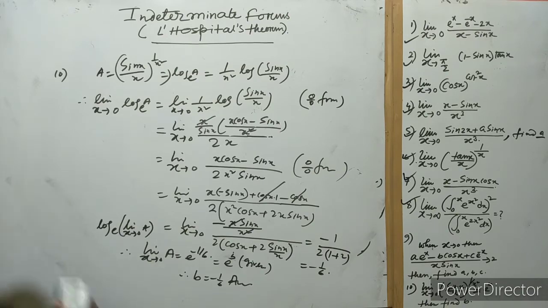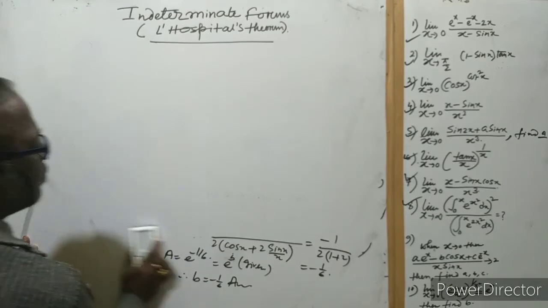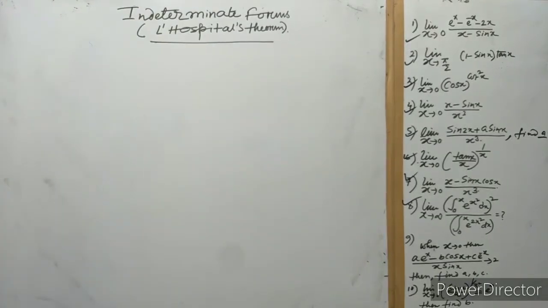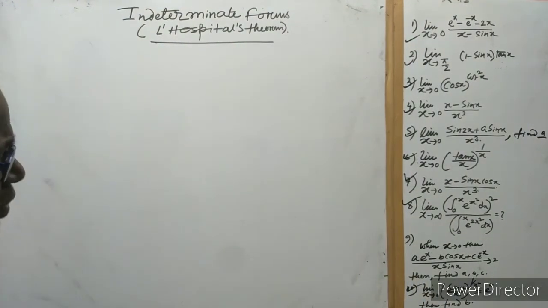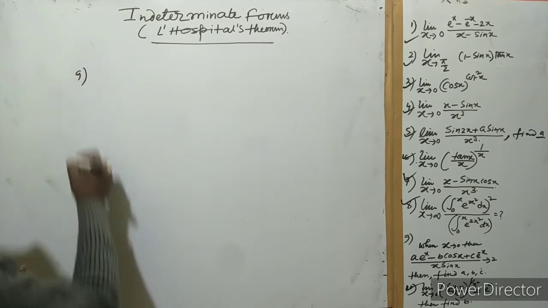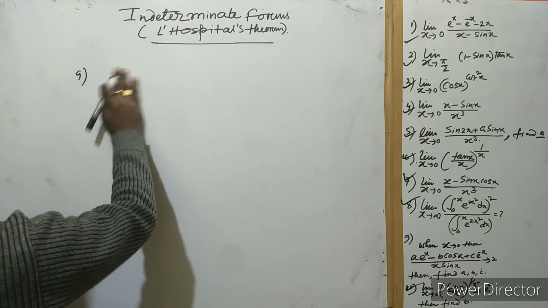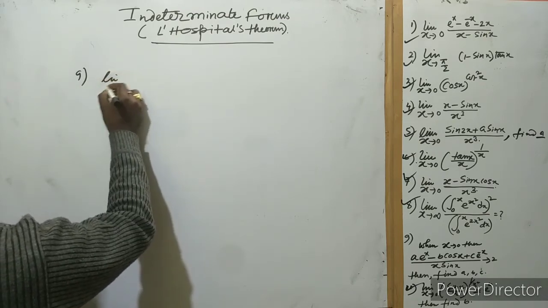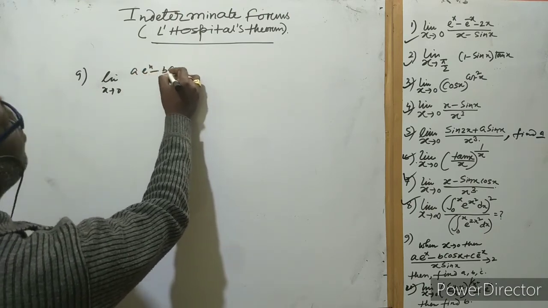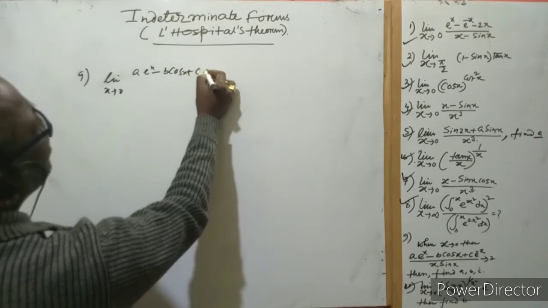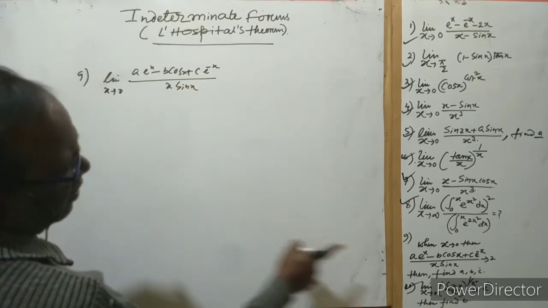And now, last question is 9. Find a, b, c, and when x tends to 0, this is your limit x tends to 0, a e to the power x, b cos x, c e to the power minus x by x sin x. And given that this tends to 2.